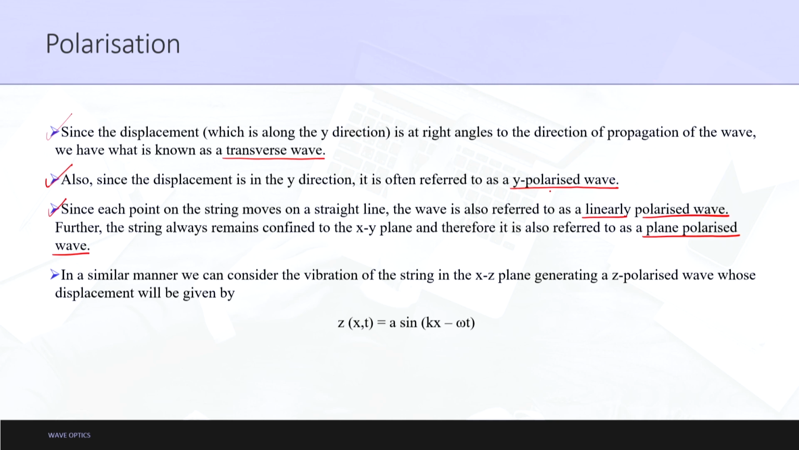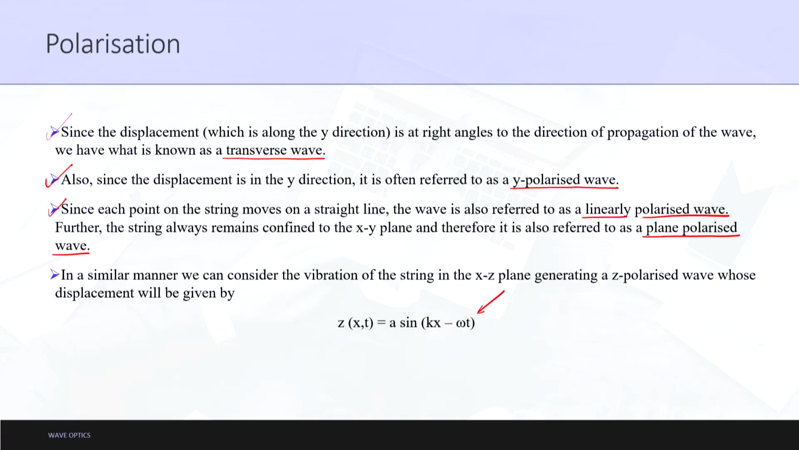And therefore the equation for this will be z, which is a function of x and t, equals a sin(kx minus omega t). The equation will be the same, only the displacement, or the position of the points, will be in the z direction, whereas before that it was in the y direction. So it was moving like this for y.